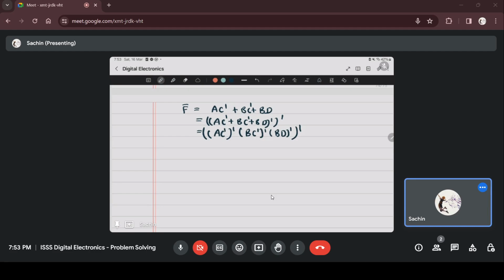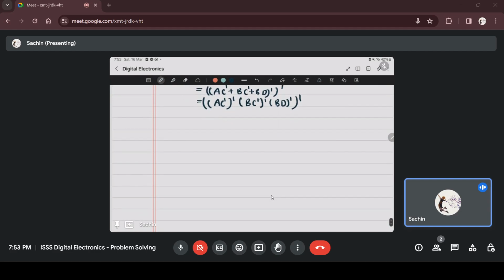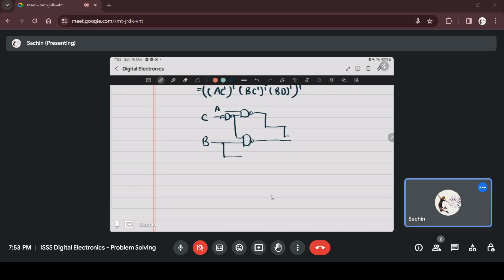This can be implemented using only NAND gates by using A C complement, whole complement is that term, and B C complement whole complement, and BD complement, the entire thing given to a 3 input NAND gate. So that's the NAND gate implementation of F.